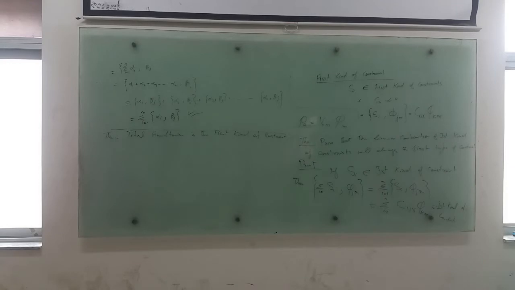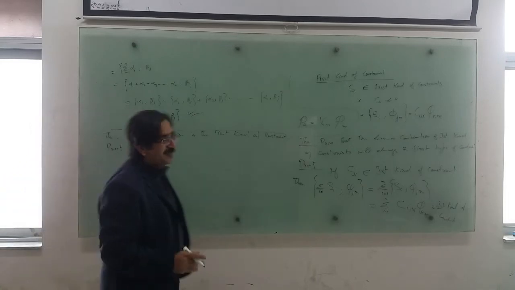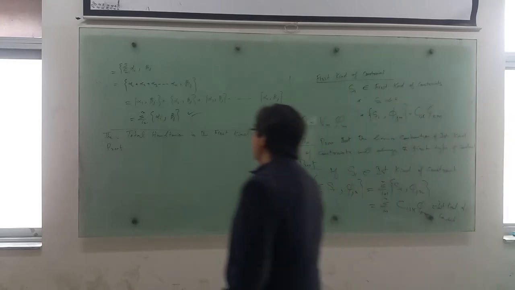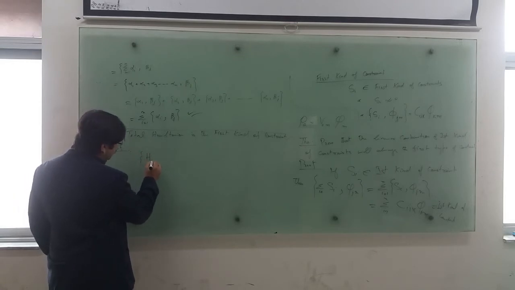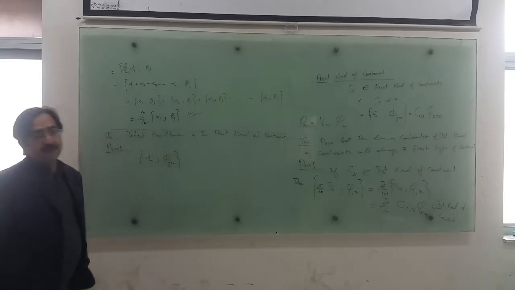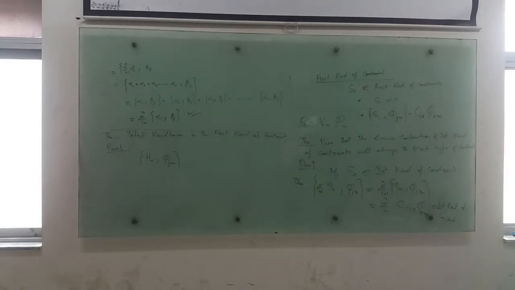Now we have to prove that the total Hamiltonian is also a first kind of constraint. Yes. We know that today's proofs are very simple, and I think you are enjoying that; it is not complicated now like previous lectures. Actually, we know that H T should be like this. We take the Poisson bracket with the primary constraint. If that makes a linear combination, then it means that it is the first type.